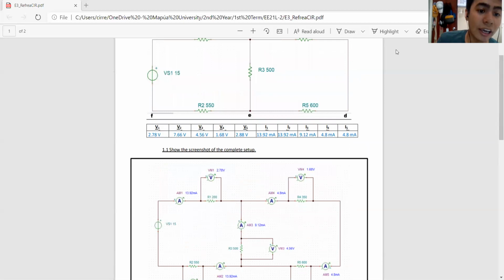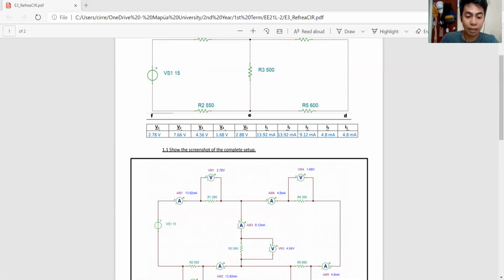So as you can see, this is the one that I have made for the complete setup of experiment 3. As you can see, there are a total of 5 different segments. For every resistor, there is an ammeter and a voltmeter. So as you see, this is the first one. This is the second one. This is the third one, the fourth one, and the fifth one. And the voltage is 15 as stated in the lab report.